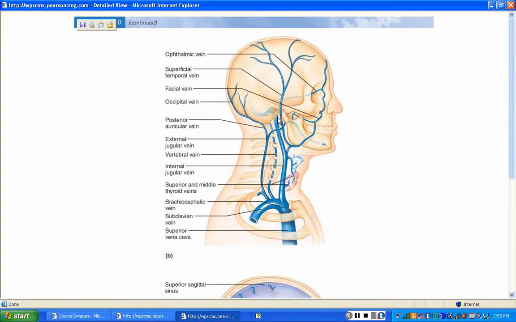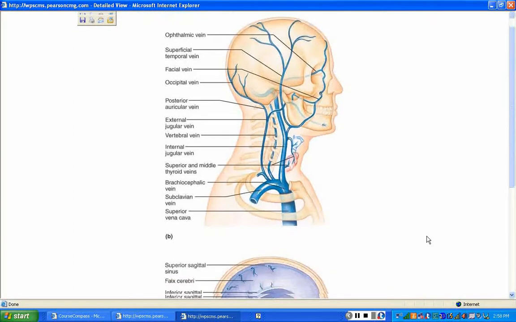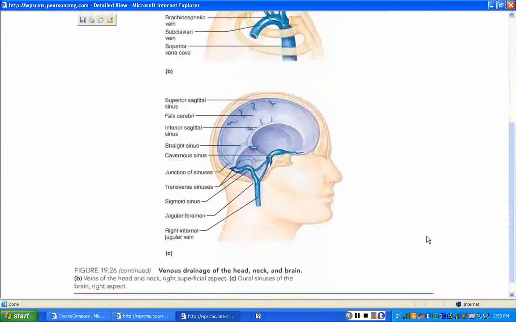Okay, so let's name the ones we want to, let's check them off. Ophthalmic, we want that. External jugular, vertebral, internal jugular, brachiocephalic, subclavian, and superior vena cava. Then we're going to do the bottom picture. Sagittal means which way? Show me with your hand. Good, like this. It means this way.